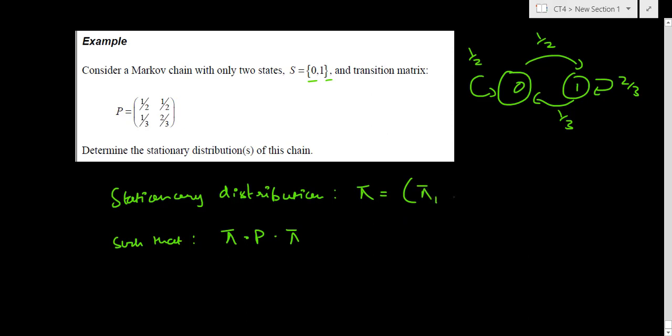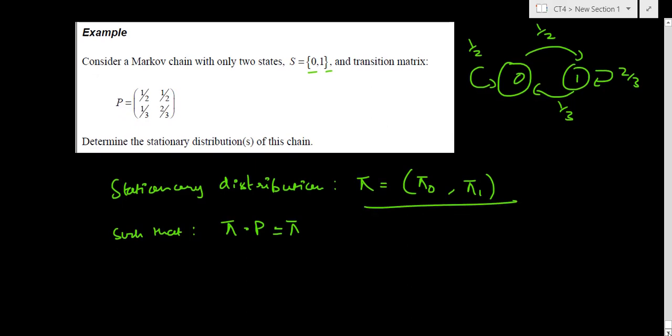So it can be written as pi 0, pi 1. It will have two elements, because I've got two states, 0 and 1. So pi 0 comma pi 1 is my stationary distribution, and I want to calculate the value of pi. I want to calculate this row vector. All right, so let's just do it.